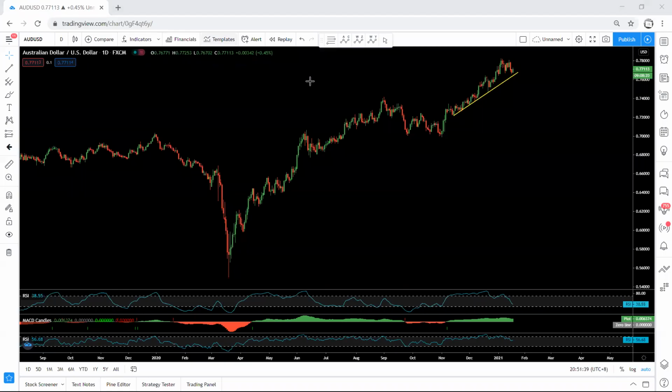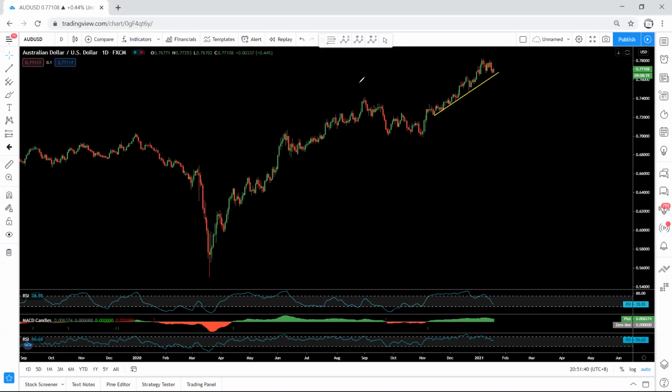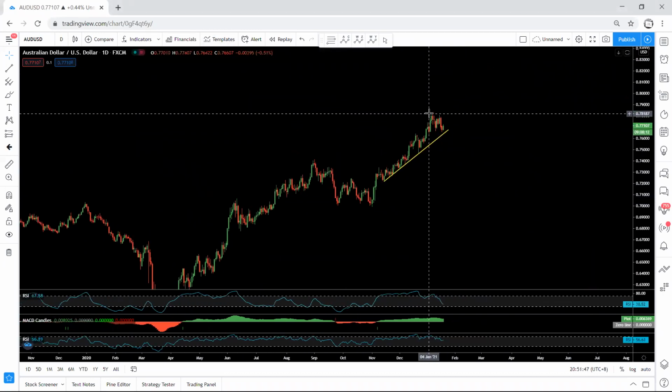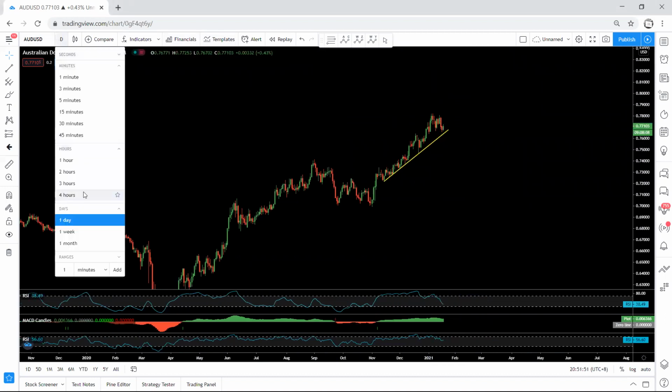AUD USD, we start with the daily chart. Okay, based on the daily chart, there are no more changes. We are still within this move, and the only thing is we are within this correction. Anyway, if there are no changes, we move to a lower time frame.